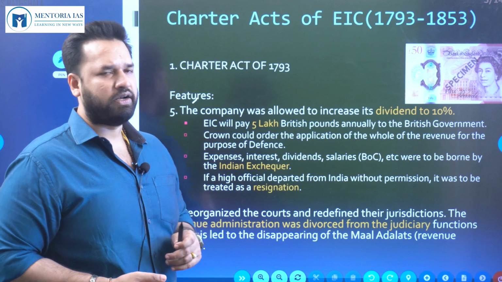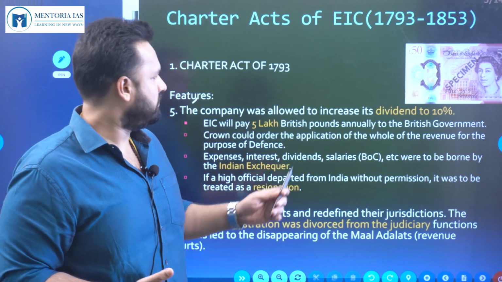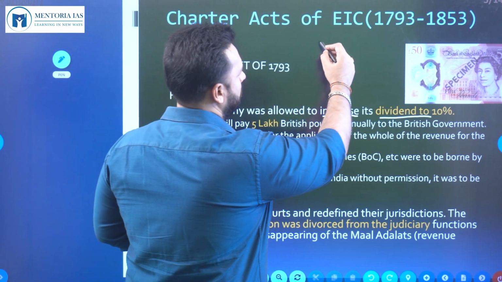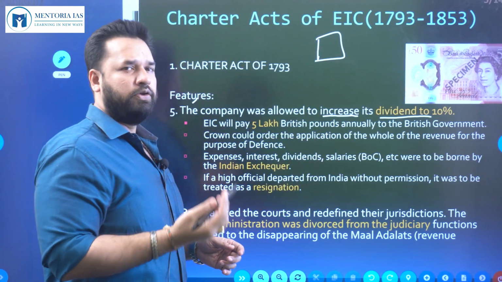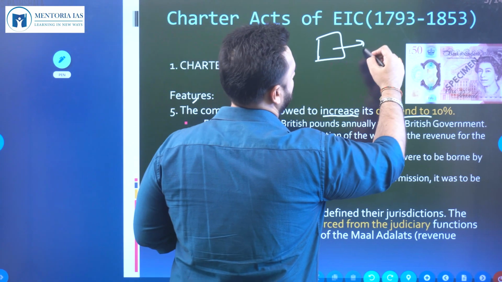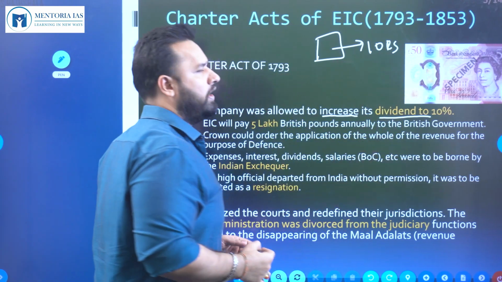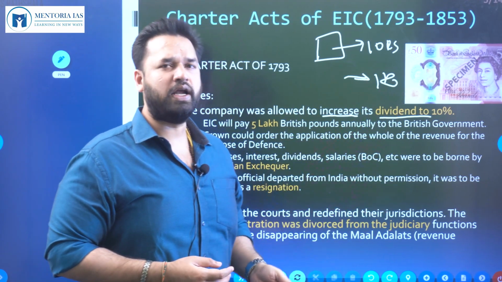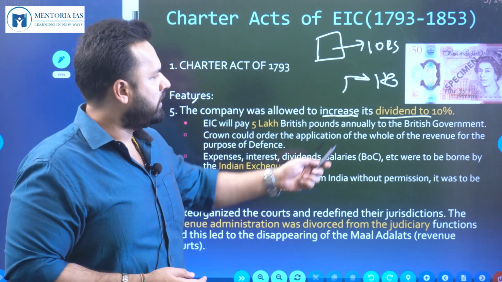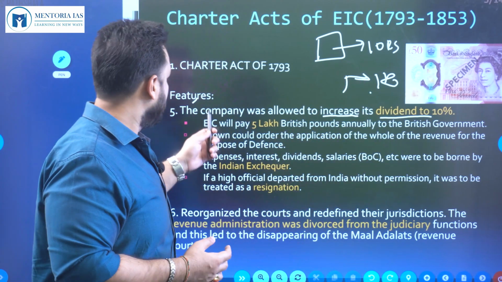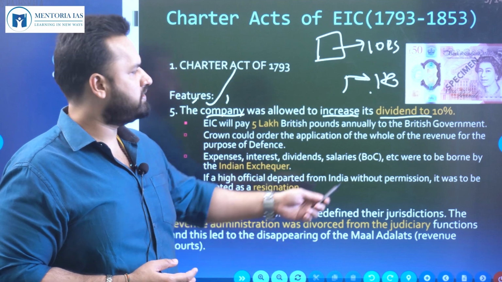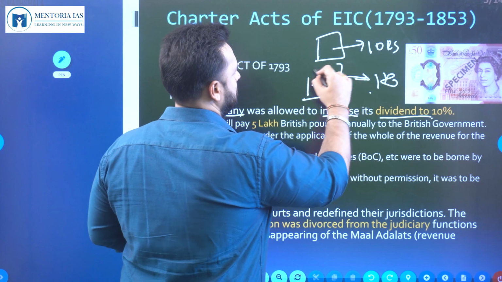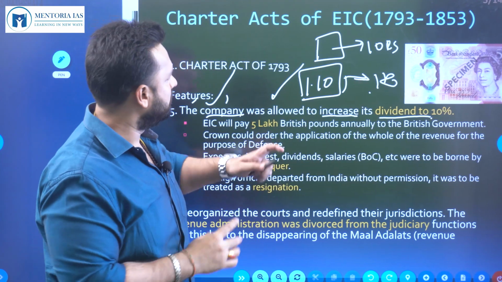The next feature of this act was that the company was allowed to increase its dividend by 10%. What is dividend? For example, we all know about shares. Let us say you have a 10 rupee share, and the company gives you a profit of 1 rupee every year. Then the British Parliament gave the company permission to increase the dividend by 10%. That means from next year onwards, you can get 1 rupee 10 paisa. So that is the increase in dividend.